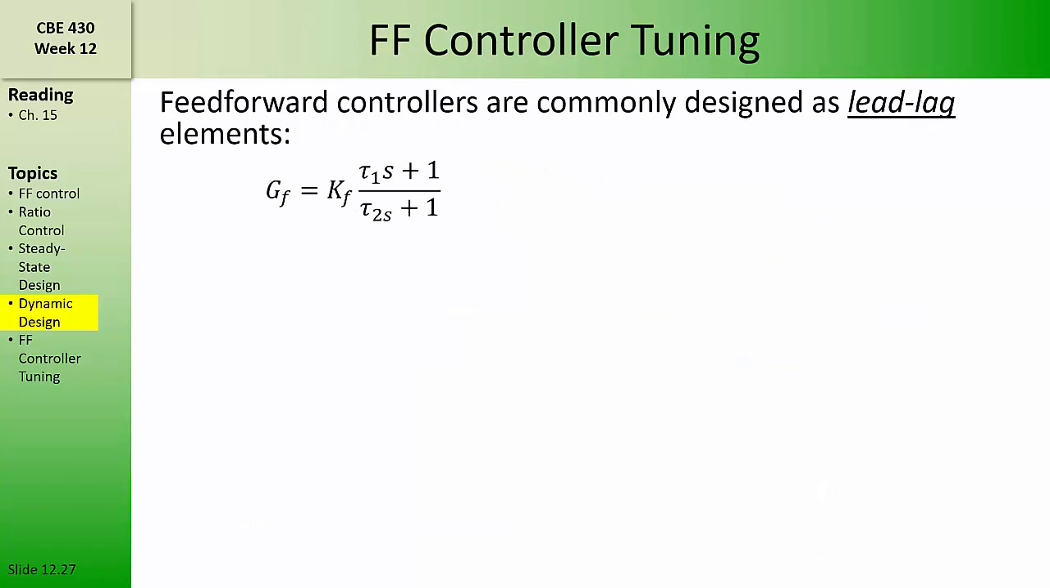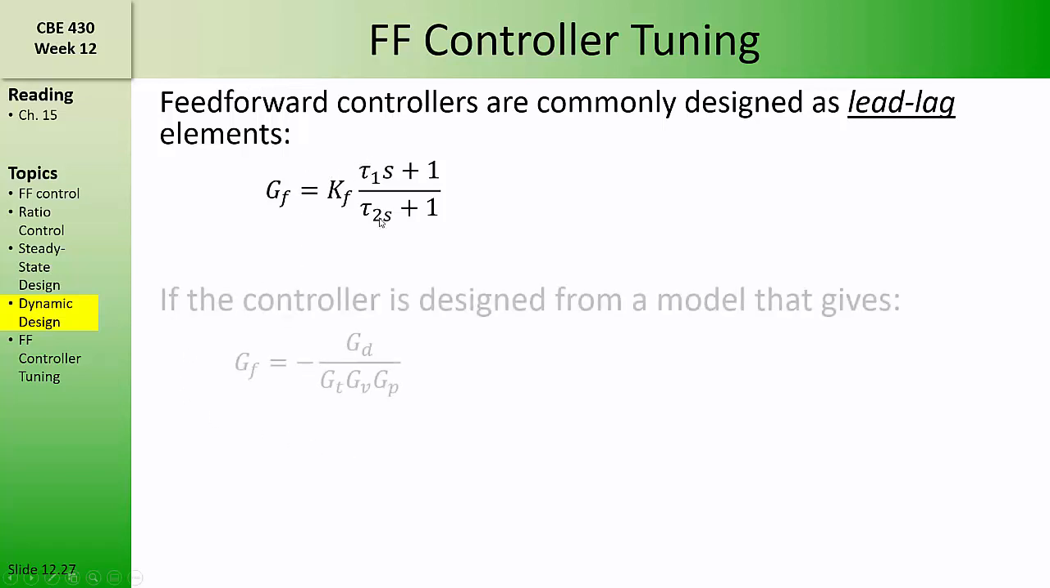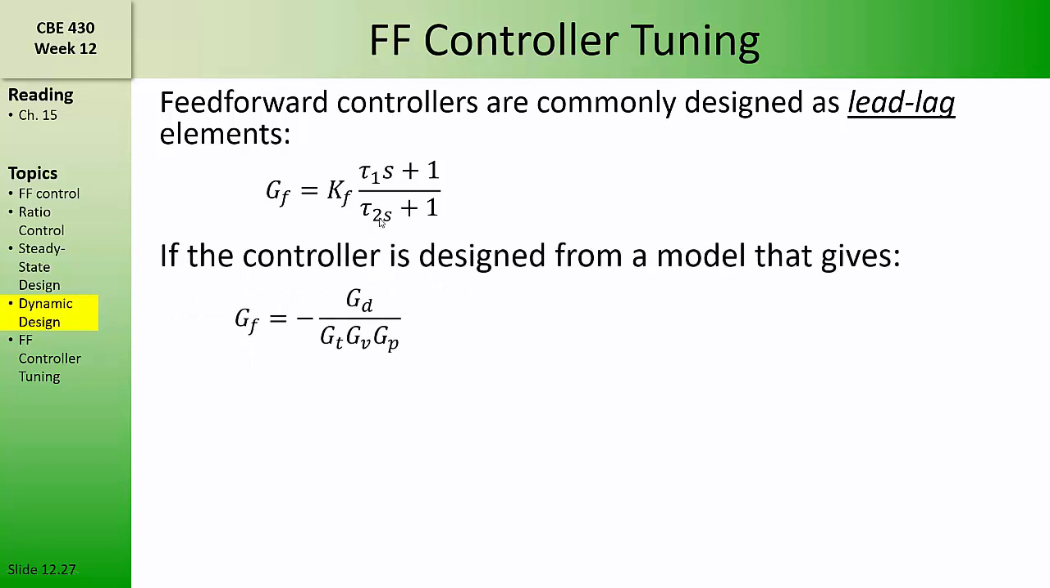To summarize, feedforward controllers are commonly designed as lead-lag elements. This means they must have a gain, a numerator time constant, and a denominator time constant. If the controller is designed from a model that gives GF equals minus GD over GT GV GP, then the gain for the feedforward controller should always be minus KD over KT KV KP. This will ensure that when the process reaches a new steady state, the disturbance has been rejected.